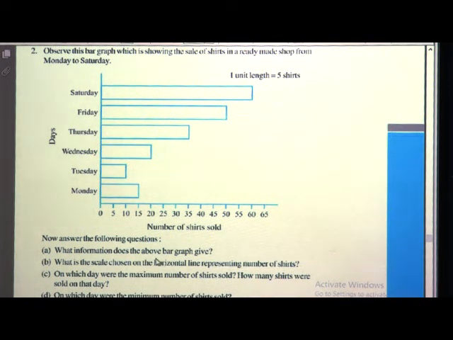What information does the above bar graph give? That is, the above bar graph gives us the information of the number of shirts sold in a week, or sold on different days of a week, that is from Monday to Saturday. Next question. What is the scale chosen on the horizontal line representing the number of shirts? So what is the scale we have chosen here? 1 unit length is equal to 5 shirts. As we are seeing the number of shirts sold, the scale will be 1 unit length is equal to 5 shirts.